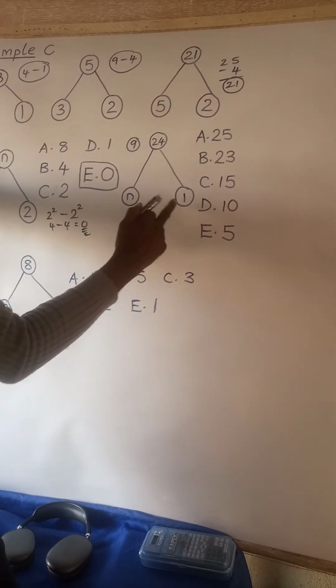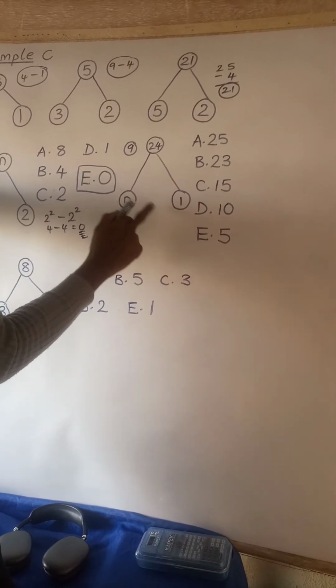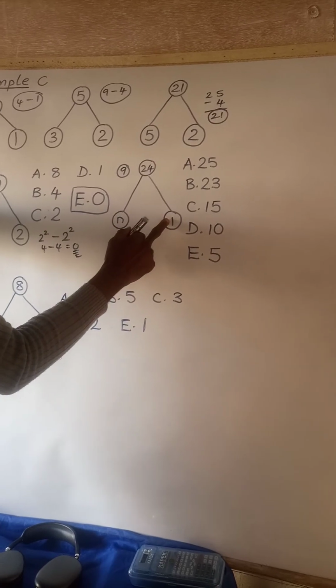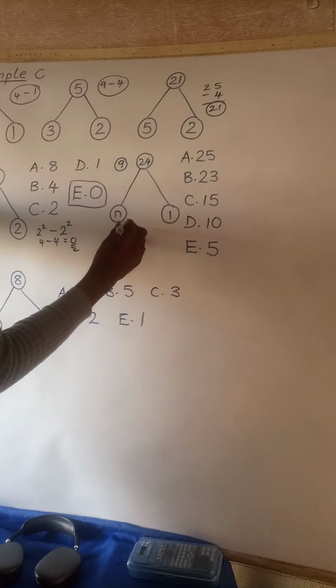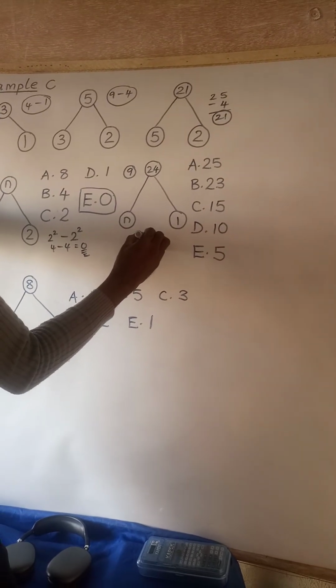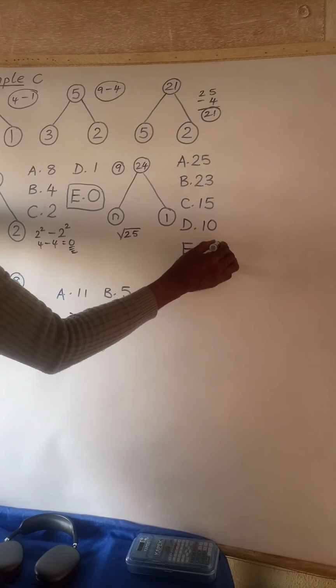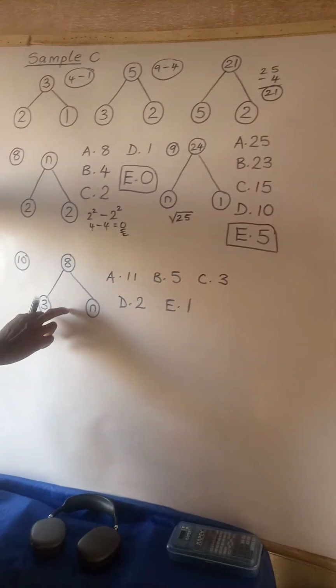We move to question number 9. In question number 9, this place is given, and this place is not given. So what we will do here is 1 times 1 is 1. 1 plus 24 will give us 25. Now the square root of 25 will give us 5. So the answer to question number 9 is 5.